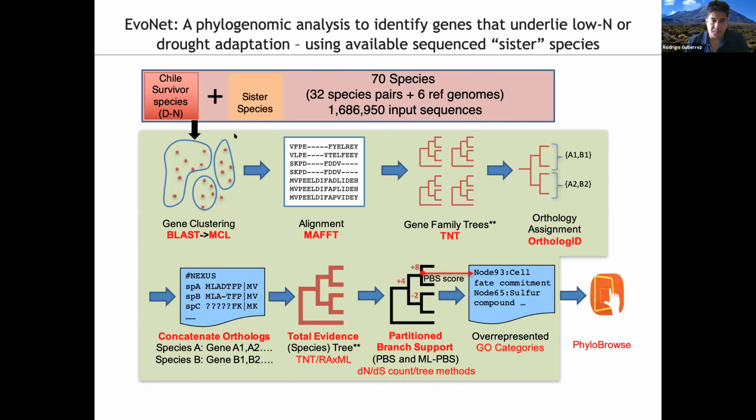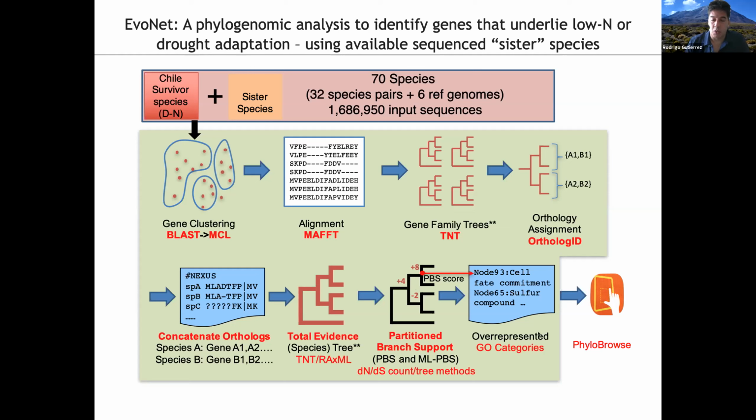So basically, in this first row, what we did was to define orthologs for all these species, starting with gene clustering, alignments, and building phylogenetic trees for each gene family, and from these phylogenetic trees, define orthologs for all of the species that we have, these 70 species. With these orthologs, we built a phylogenetic matrix that contains the protein sequences on each row for each of the species. And with this complete phylogenetic matrix, we built a total evidence tree as indicated here. And it's this tree that we have used to try to understand what are the features, in this case protein sequences, that distinguish Atacama species from the sister species.